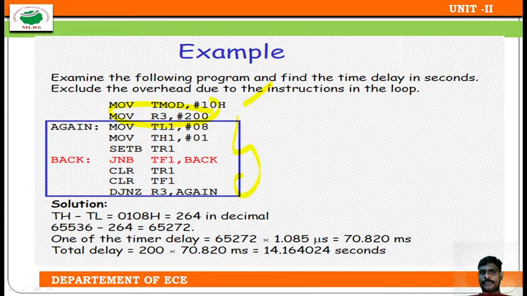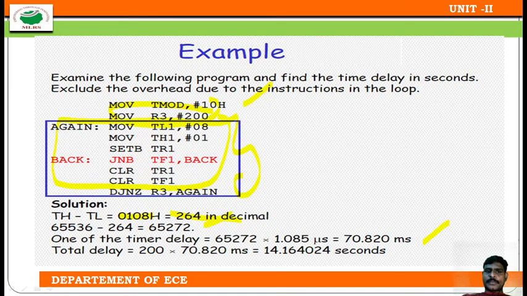So what will happen if you take the initial value 0100, what it means is 264 in hexadecimal. So I have subtracted; this is 65536 minus 264, so that I generate 70.820 milliseconds by using one loop. Whatever the loop, if I run this program, it is generating 70.820 milliseconds only.